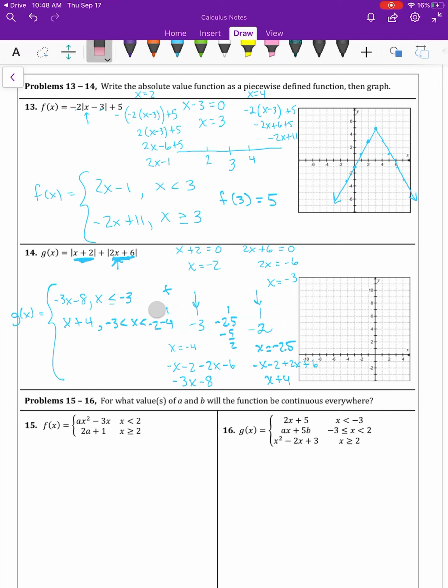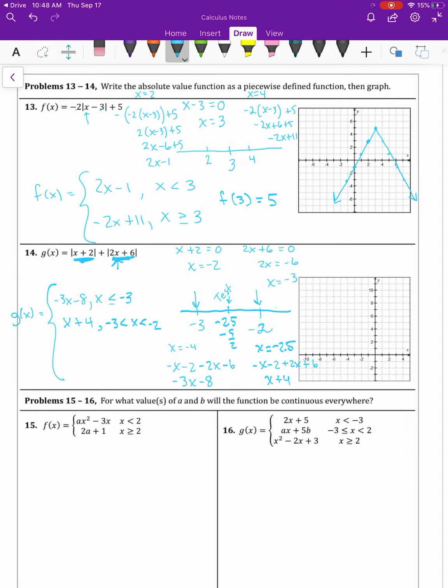I'm going to just erase that little piece right there. This was our test in between, that was our test number. But there's that second part in between negative 3 and negative 2 for our piecewise function.